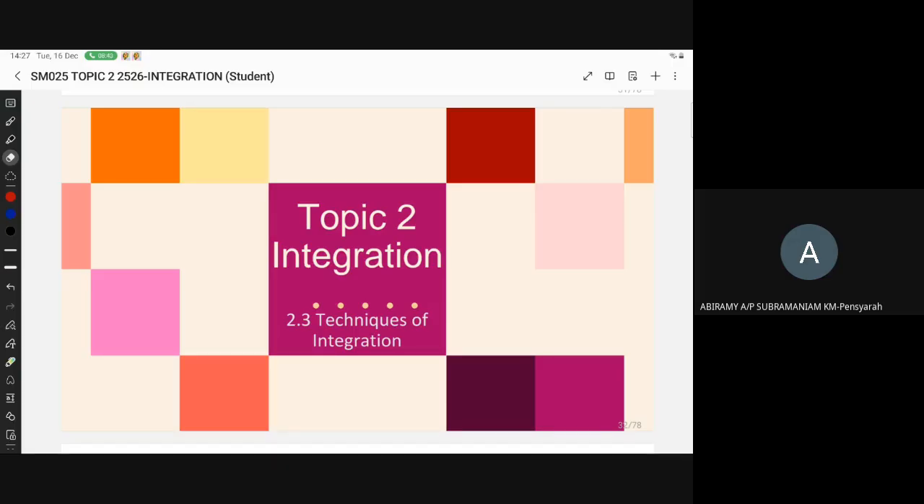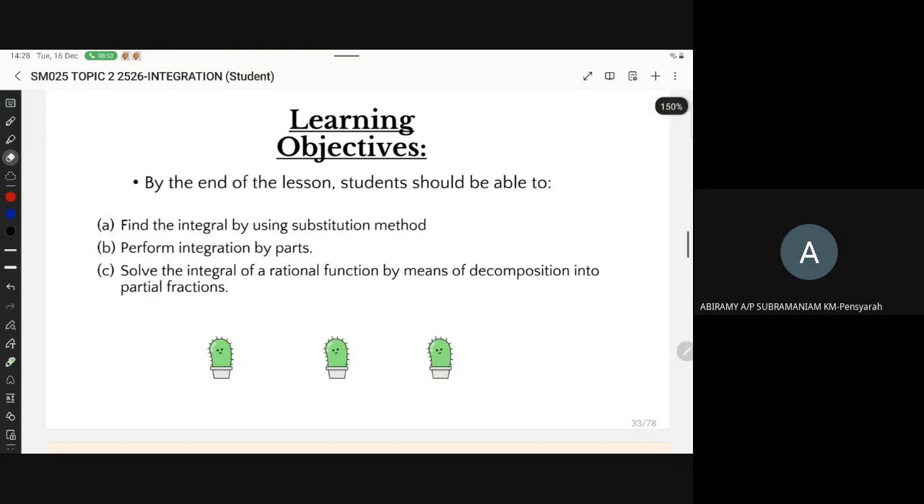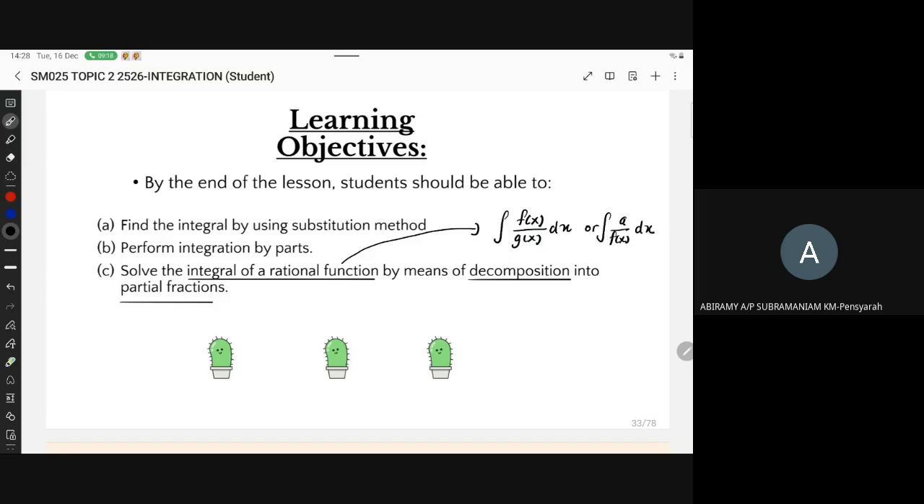Good day, dear students. Today we are going to look into topic 2 integration, and the subtopic is 2.3 techniques of integration. The technique that we are going to focus on in this video is solving integrals of rational functions by means of decomposition into partial fractions. Since we are talking about a rational function, this will involve a fraction, either f(x) over g(x), or it could also be a constant over f(x), but as long as it's a rational function.